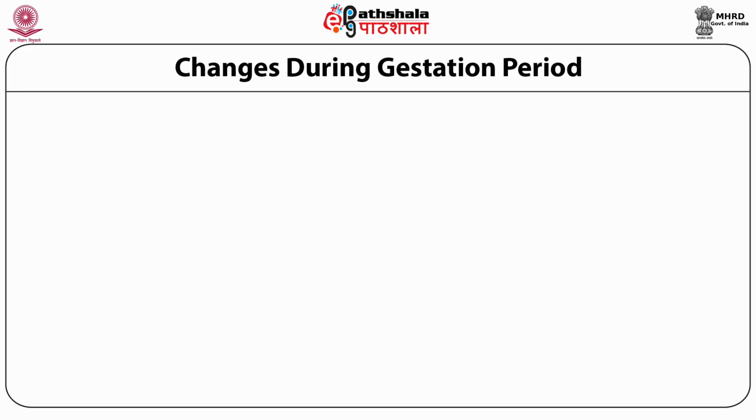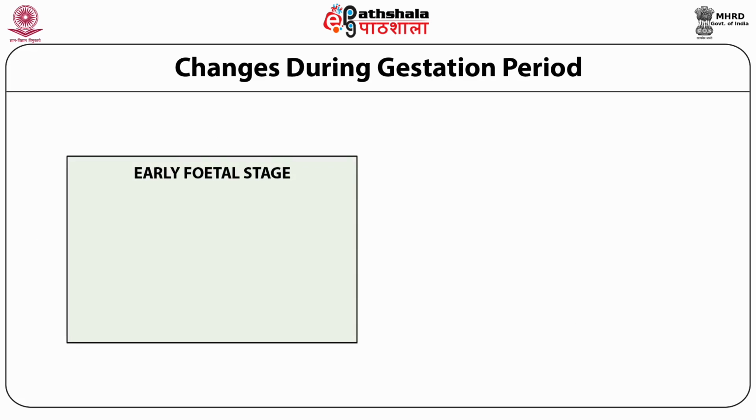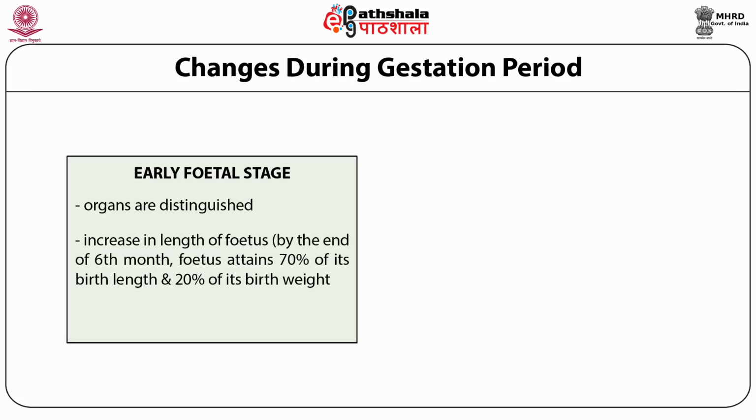As we have already learnt, in the early fetal stage the organs are quite distinguished and there is an increase in the length of the fetus. By the end of the 6th month, the fetus attains 70% of its birth length and 20% of its birth weight. This early fetal stage is considered to be the most stable period of the pregnancy.